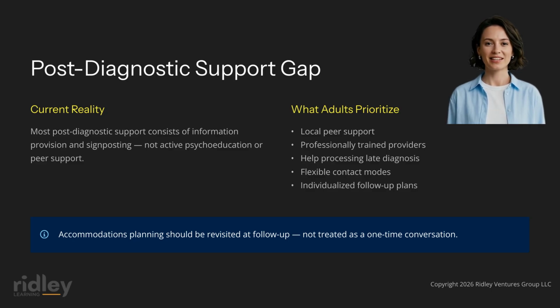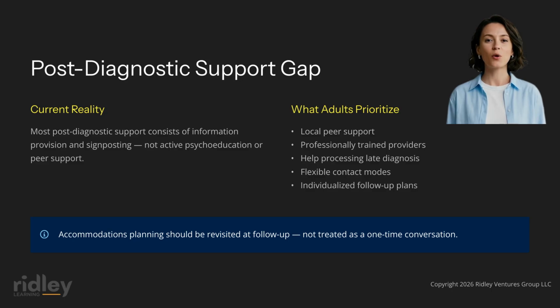Adults themselves have articulated clear priorities: access to local peer support, professional training in adult autism, assistance processing the impact of late diagnosis, flexible modes of contact, and an individualized support plan that names specific follow-up steps rather than a generic handout. For allied health clinicians in primary care, rehabilitation, and mental health settings, the implication is practical and immediate.